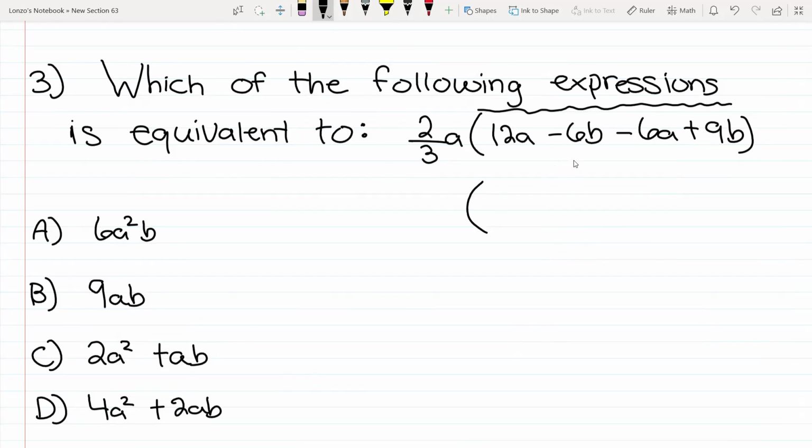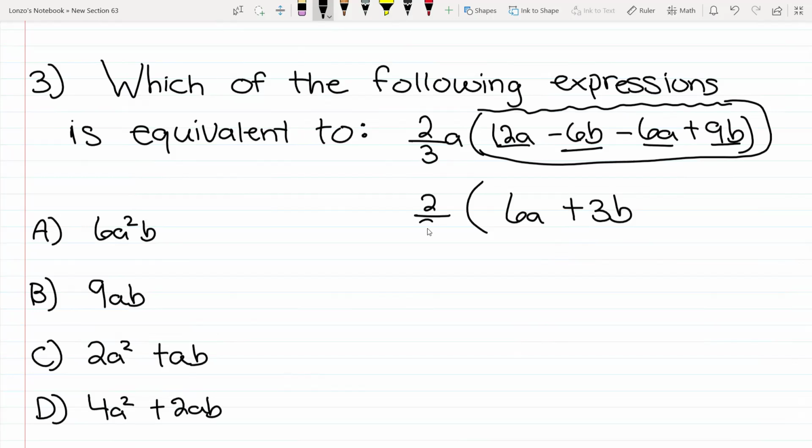What I mean by simplify is basically collect like terms. So in this inner parentheses right here, is there anything you can collect? Yeah, I could collect the A's. You have a 12A and a negative 6A. What's 12A minus 6A? 6A. And then you can also collect the negative 6B and the 9B. What is 9B and negative 6B? 3B. And then you have this 2/3 A. Okay. Now you may FOIL it out.